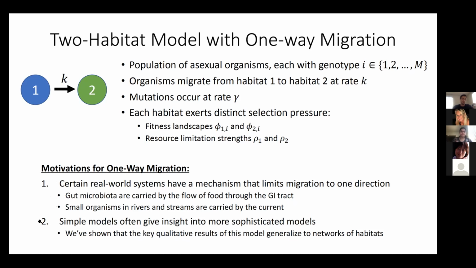And the second motivation, which was actually our original motivation, is that simple models often give insight into more sophisticated models. And in fact, we've shown that that's the case here. So the results that I'm going to present today, we've shown separately, do generalize to a more complicated model where there's networks of habitats.